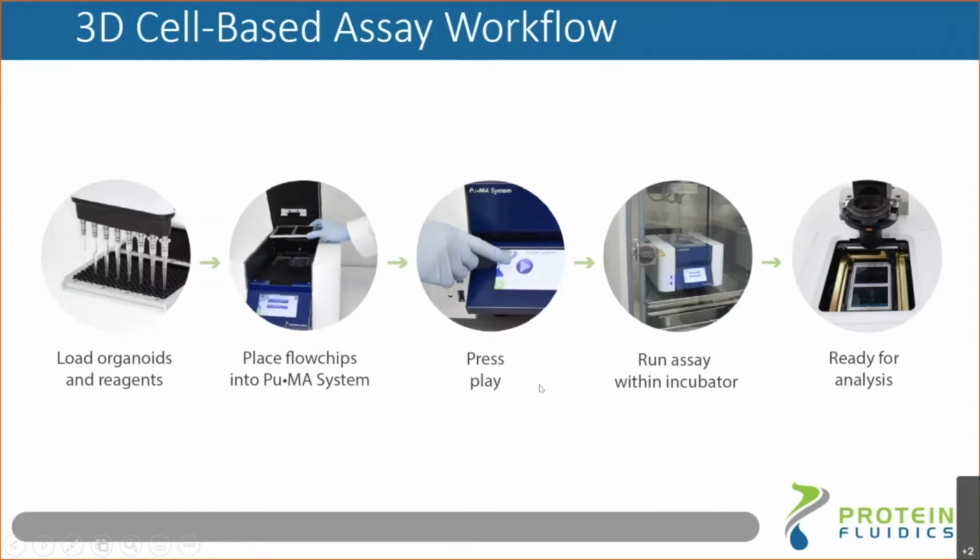The assays themselves are run by protocols, which are preloaded on the PUMA system. Simply press play, and your assay starts running inside your incubator. So you can see here it fits comfortably inside standard incubators. There is gas exchange between the outside of the PUMA system and your flow chip, your media. So you get the exchange of CO2, et cetera, to your media. And then once the assay is finished processing, the plate comes out, and then you can put it into your high content imaging system, your plate reader, or whatever other device you have for your downstream analysis.